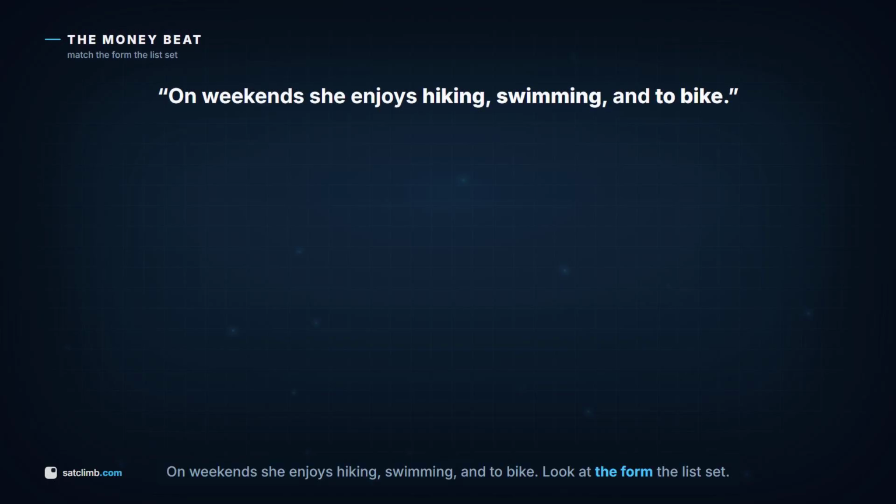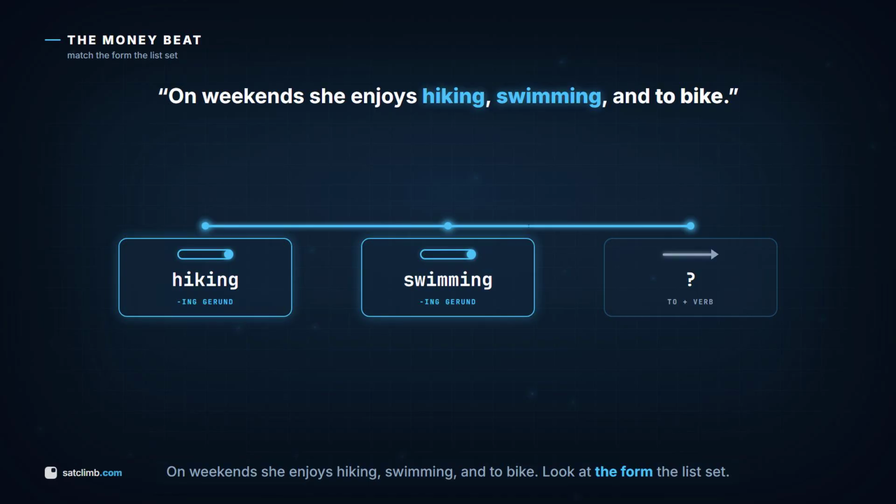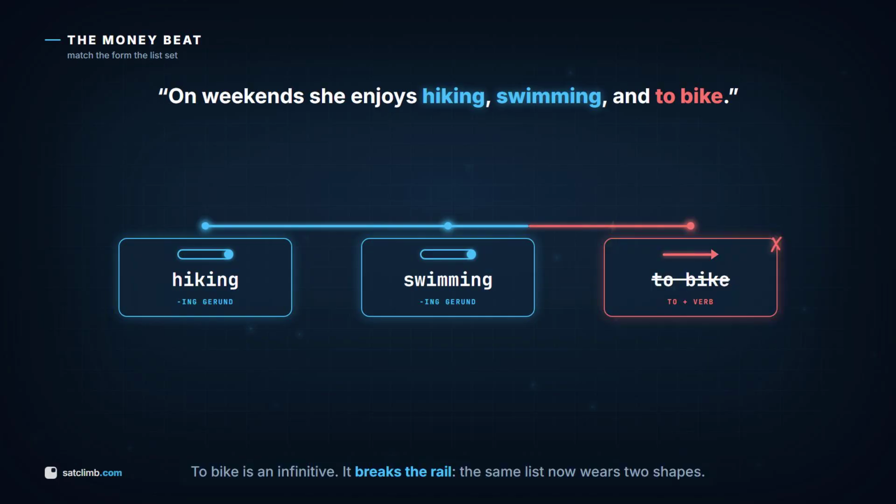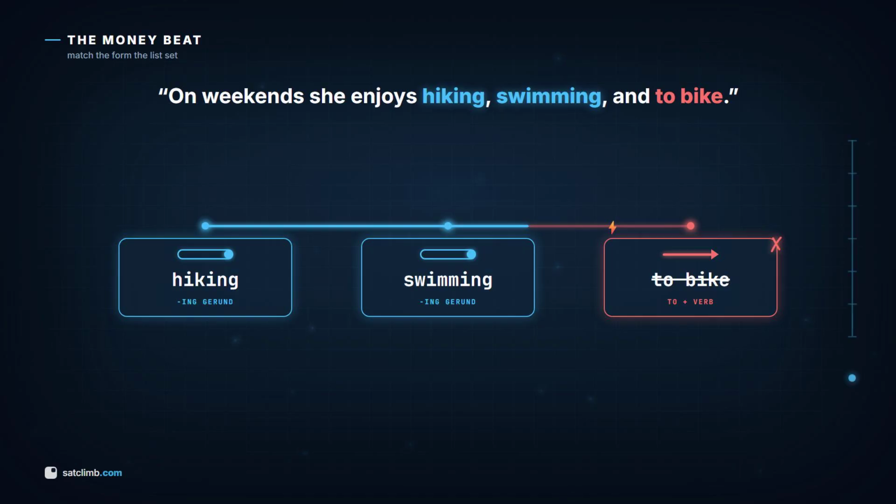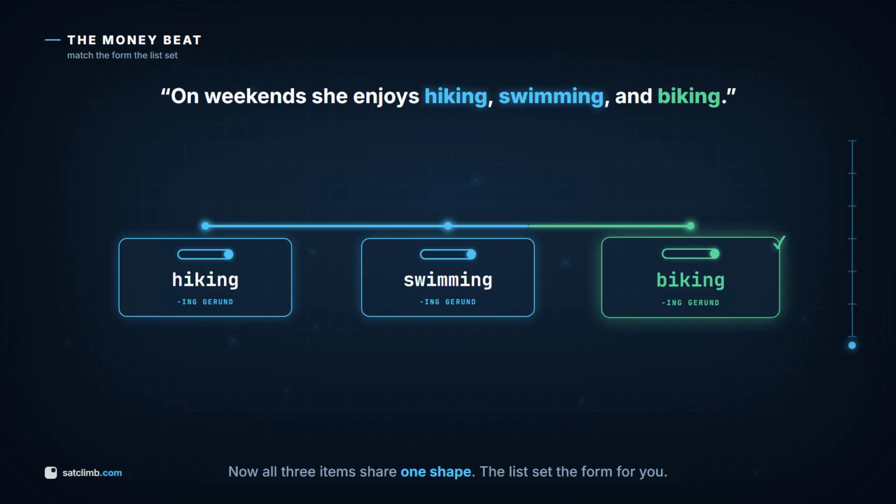Back to our sentence. On weekends, she enjoys hiking, swimming, and to bike. Find the form the list set. Hiking is a gerund, the ing shape. Swimming is a gerund too. Two items, one form. Then comes to bike, an infinitive. That breaks the rail. The same short list is suddenly wearing two different shapes, and the SAT wants them identical. The minimal fix is to match what's already there. Two gerunds are set, so the third becomes a gerund, biking. Hiking, swimming, and biking. One list, one shape, done.